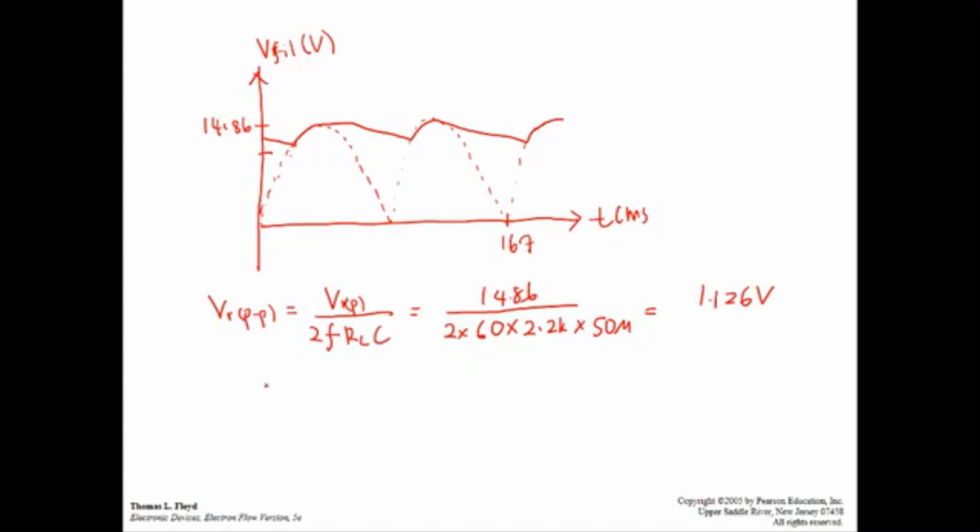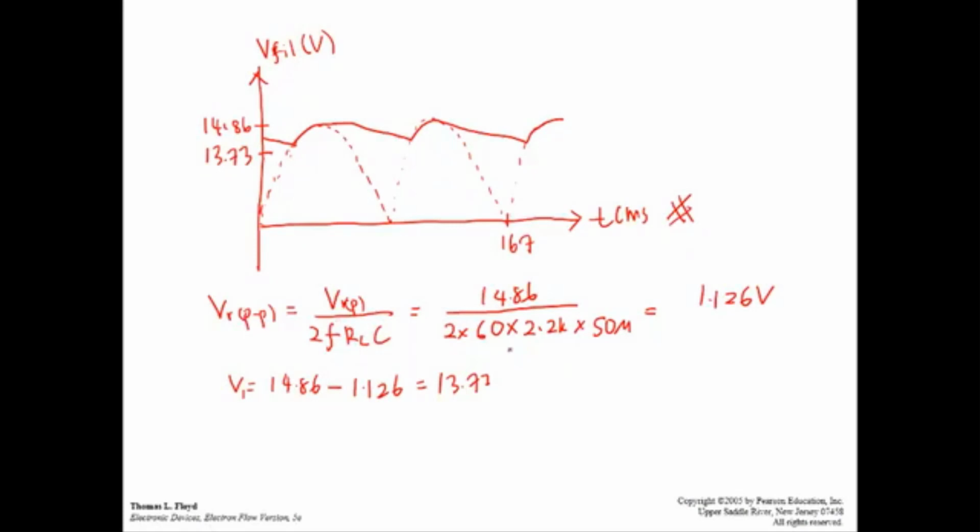So let's say I put this V1 equal to 14.86 minus 1.126. So this is equal to 13.73. So this is 13.73. Now you get the answer for number 2.